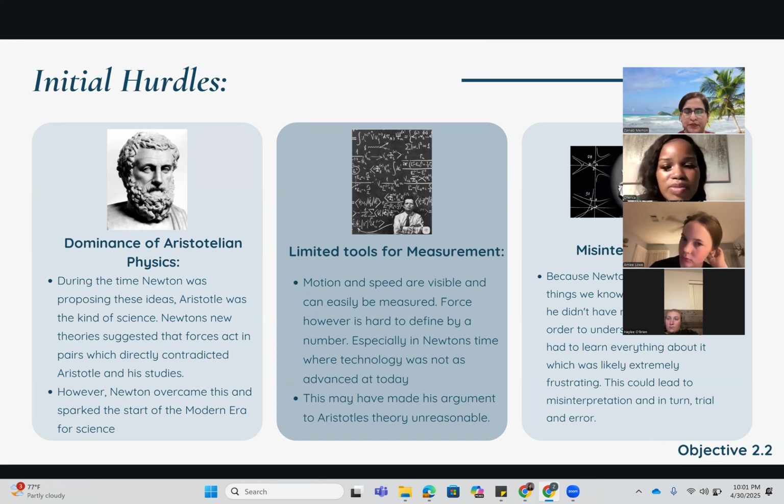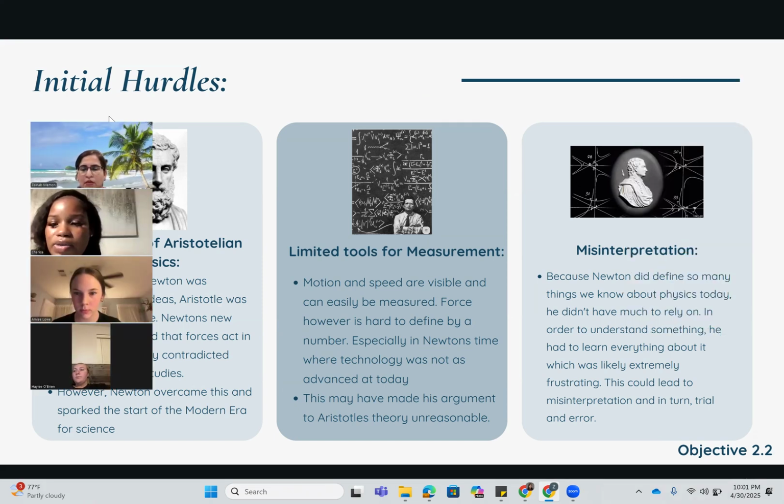Limited tools for measurement. Motion and speed are visible and can easily be measured. Force, however, is hard to define by a number, especially in Newton's time, where technology was not as advanced as today. This may have made his argument to Aristotle's theory unreasonable.